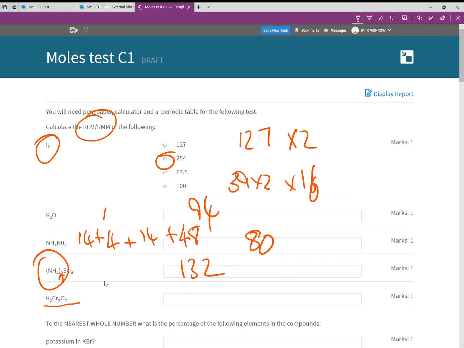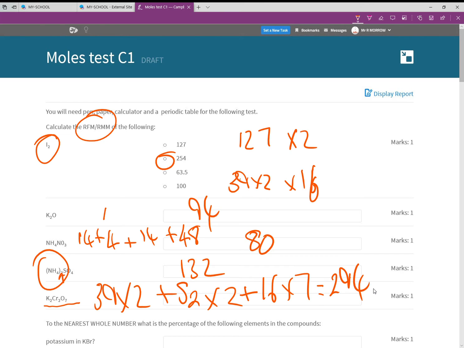Down here then, a bit more complicated, not too bad. We've got 2 potassiums, which are both 39, so we have 39 times 2. We have chromium, which is 52. We have 2 of those. And we have our oxygens there, which are each 16, and we have of course got 7 of those. Okay, and that gives me, if I punch everything correctly into my calculator, a total of 294.